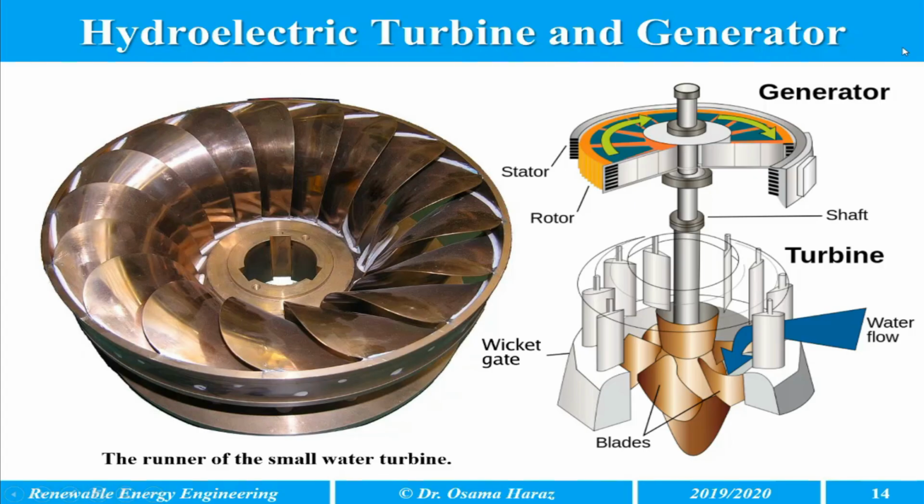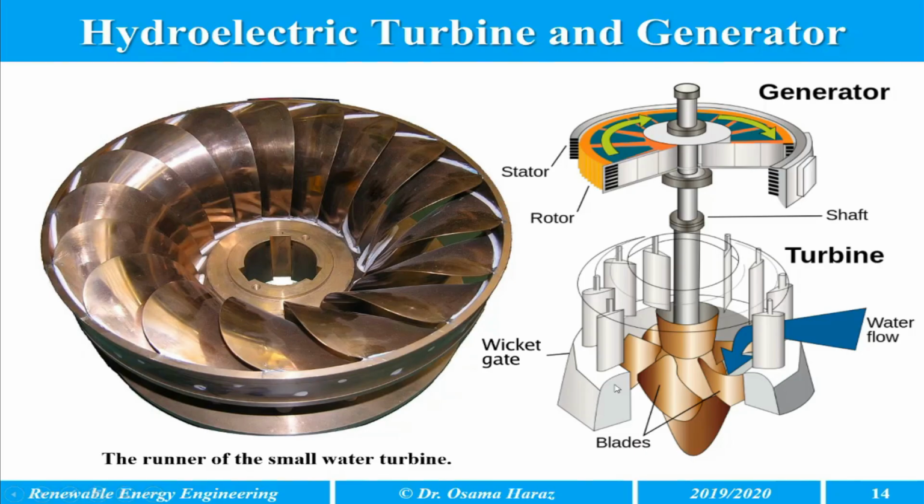Hydroelectric turbine and generator. This picture shows the runner of a small water turbine. This is the runner of the turbine, and this turbine is connected to the generator, as we mentioned. The top part is the generator, which consists of a rotor and stator, and the turbine itself is connected to the generator through the shaft.